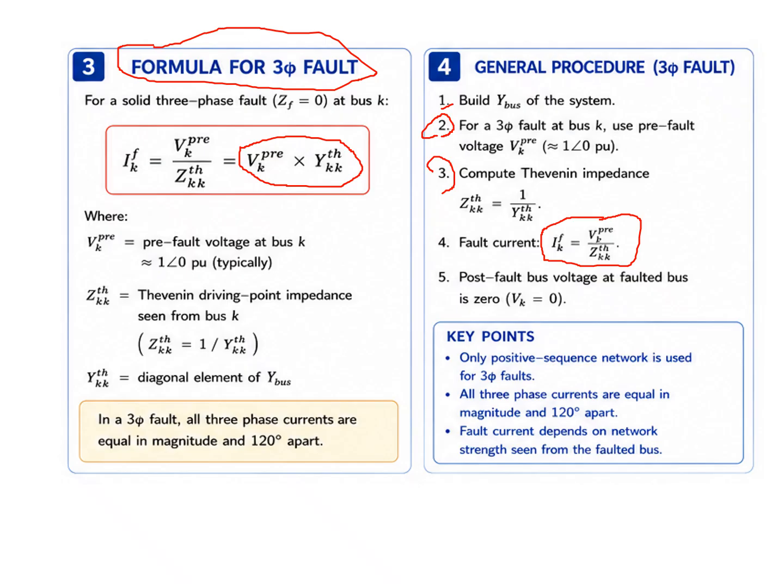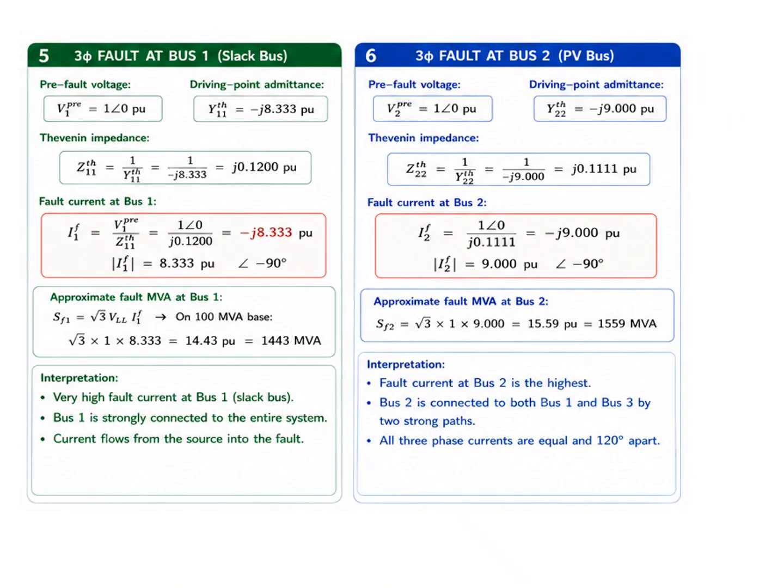Only the positive sequence network will be used, since it's similar for all phases. All three currents are equal in magnitude. The fault depends upon the network strength seen from the faulted bus. So that's why the ZKK, or what we call the driving point impedance, is very important in calculating the magnitude of a fault. For example, consider those previous examples.